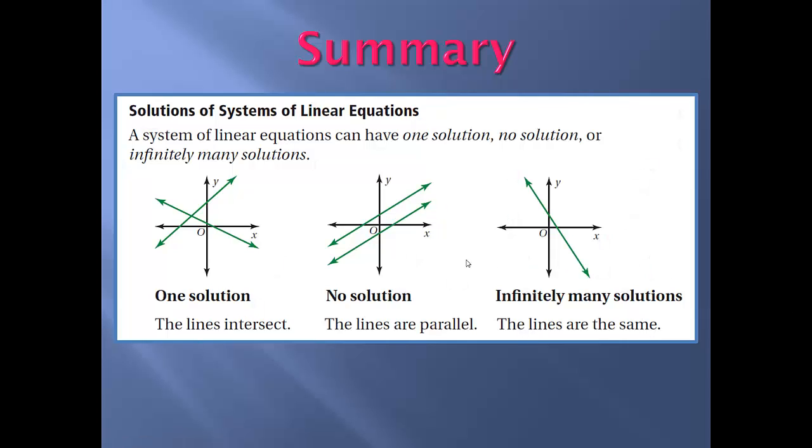Now in summary, a system of linear equations can have one solution, no solution, or infinitely many solutions. The first graph that you see is a representation of one solution. The lines will intersect. The middle graph would be no solution because the lines are parallel. And the last graph would be infinitely many solutions because the lines are the same.